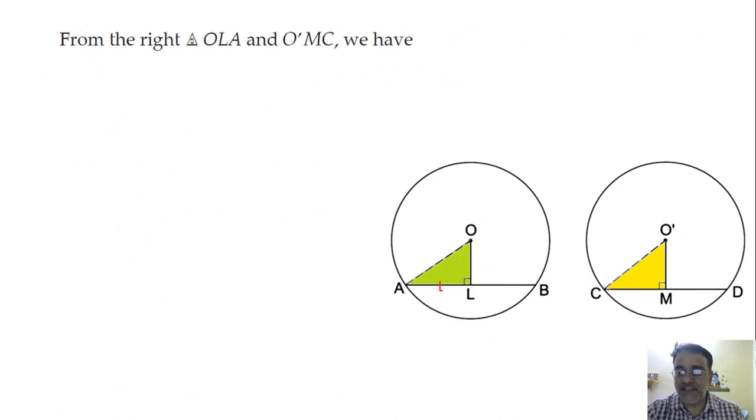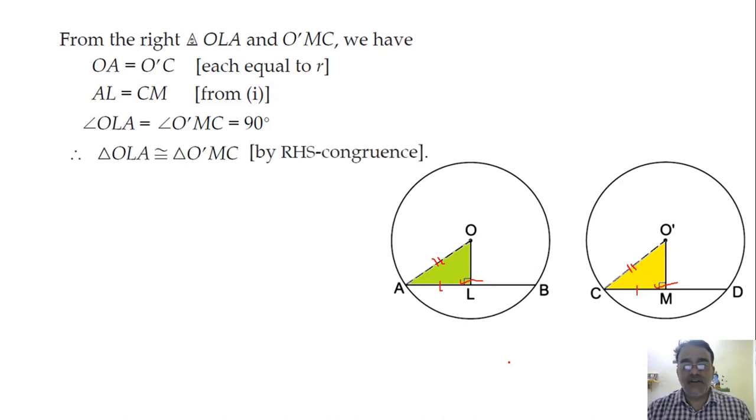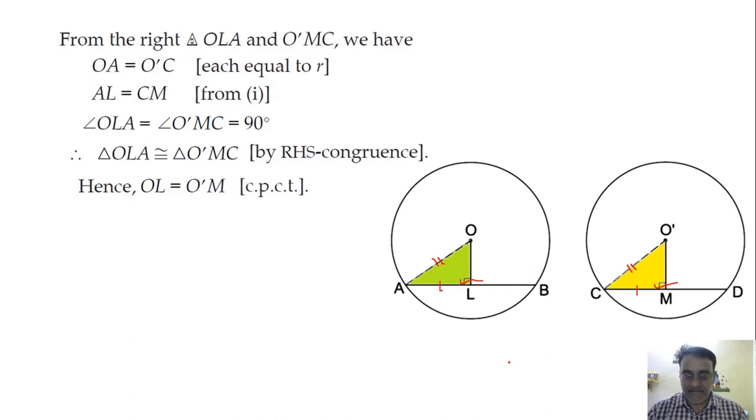Now we are going to take these two triangles. AL is equal to CM, proved above. OA is equal to O dash C, radii of the congruent circles. And these two angles are equal, each 90 degrees. So these two triangles are congruent by which criteria? RHS congruence rule. So OL is equal to O dash M by CPCT.